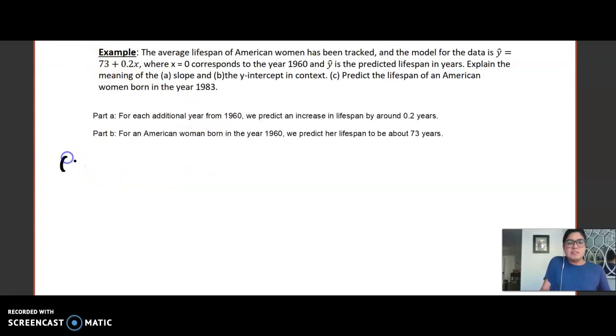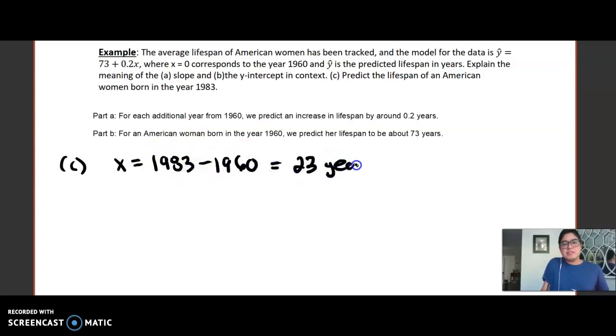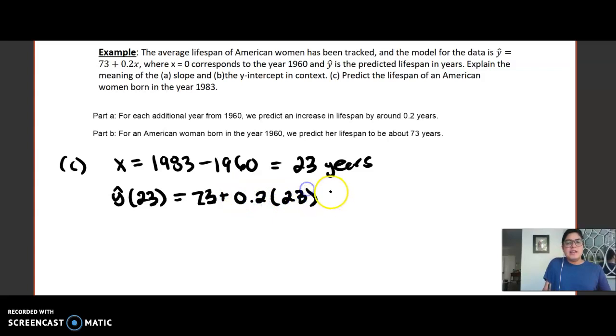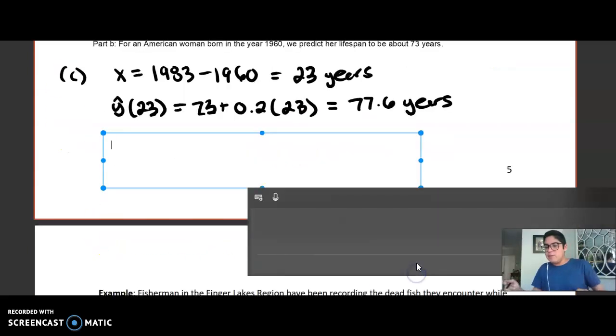So here, for part C, I need to find x, which would be the number of years since 1960. Well, I'll just take the difference between 1983 and 1960, and that's going to give me 23 years. So next up, I'm going to use my model here, and I'm going to substitute in 23 years. So I've got the base of 73 years plus 0.2 for each additional year, and that's going to give me roughly about 77.6 years.